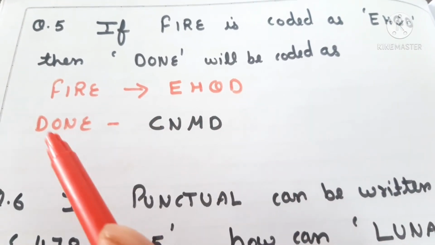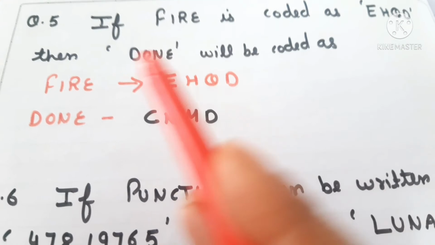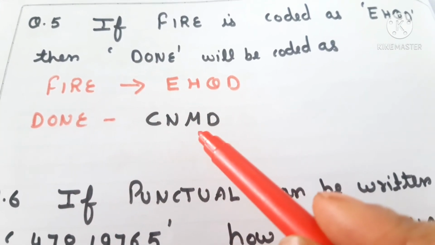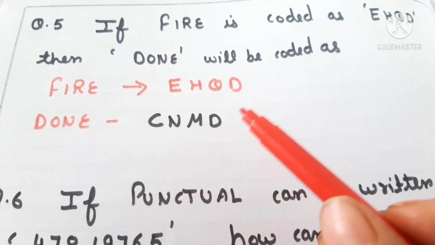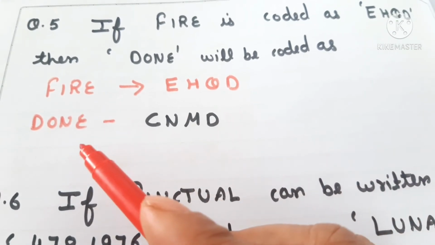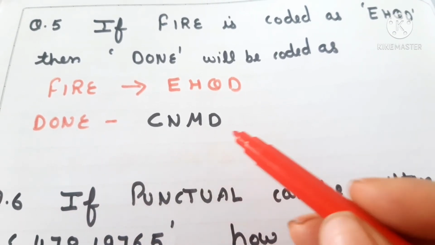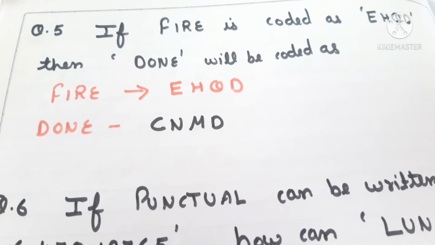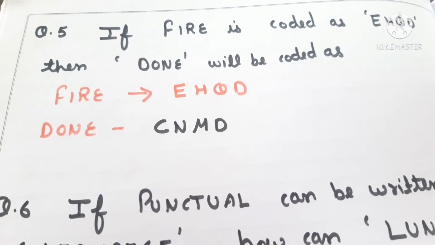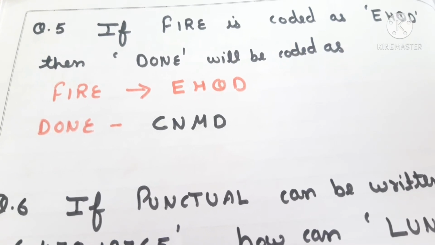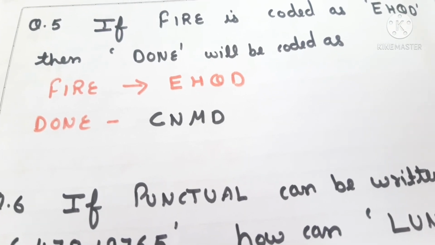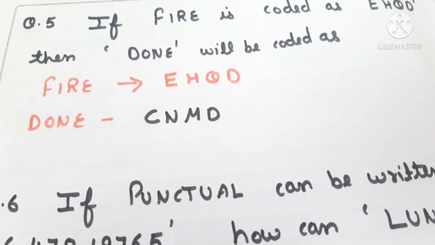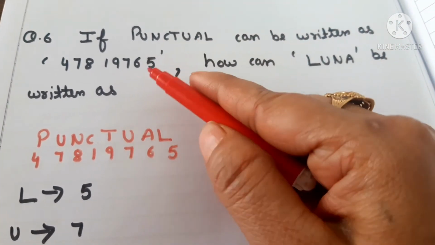In the same way, before D, what used to come? C. Before O, what used to come? N. Before N? M. And before E? D. So what is the code language for DONE? CNMD. Quite easy. But students, you have to think over the logic. Once the logic behind the coded language is clear, you are able to solve any question. Now move to the next question.